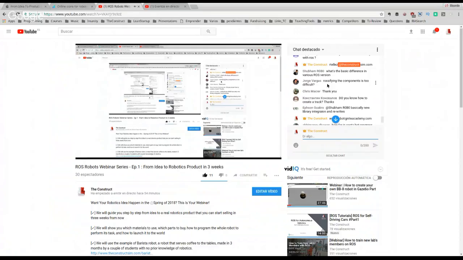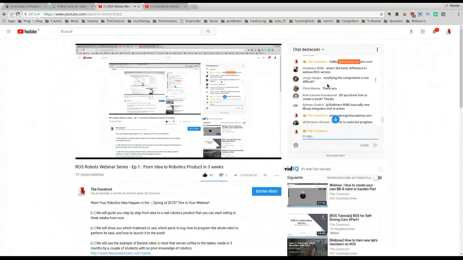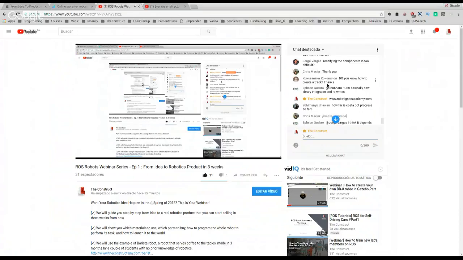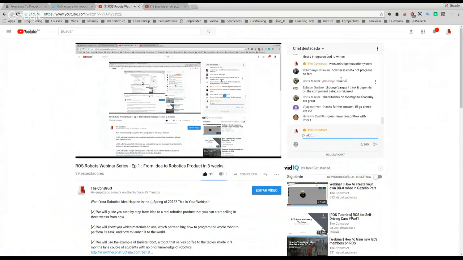Jorge Vargas says, ROSifying the components is too difficult. Well, it depends on the hardware you are working with, but usually it's a lot of work. It's not that it's difficult, but it's a lot of work to make it work and make everything work. So I don't suggest you go this way, but it's up to you, of course. Some name in Russian that I cannot read says, do you know how to create a track? A track? What does it mean? Sorry, I didn't understand this question.